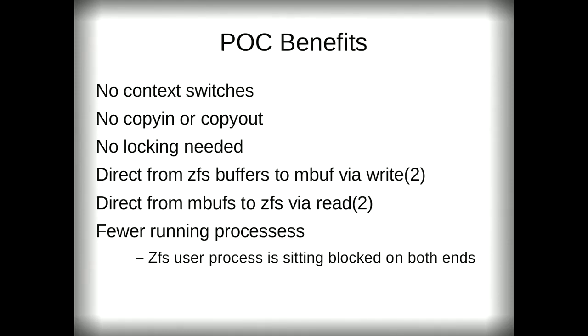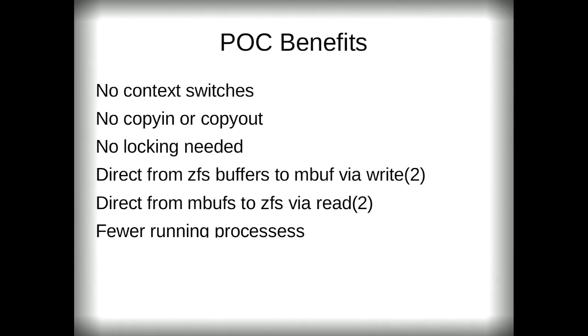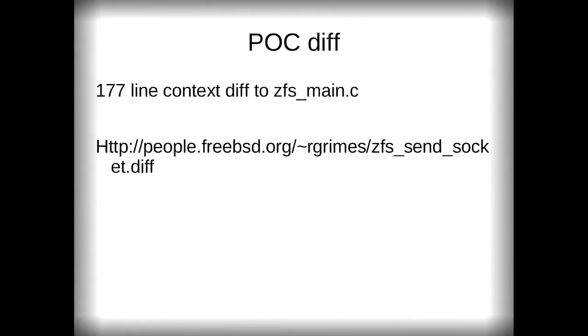You kill a couple of processes in that the ZFS send and the ZFS receive on each end are basically sitting in a blocked state. They're not doing anything. If you look at CPU usage to try and figure out how much the pipe code is using on each end, you can actually see it at above gigabit speed. You can see a pretty significant user land CPU usage in these sends and receives. If you use the sockets, ZFS send and receive are zero. It's nothing at all. It took 177 lines of code.